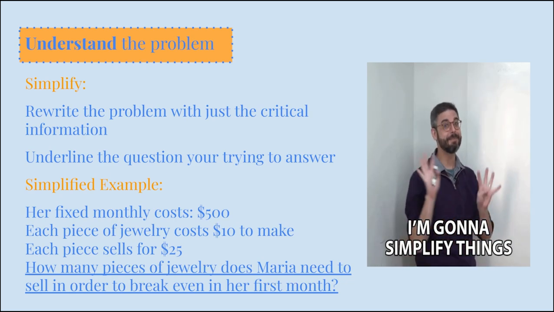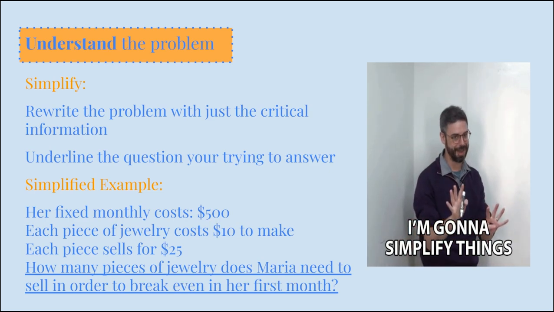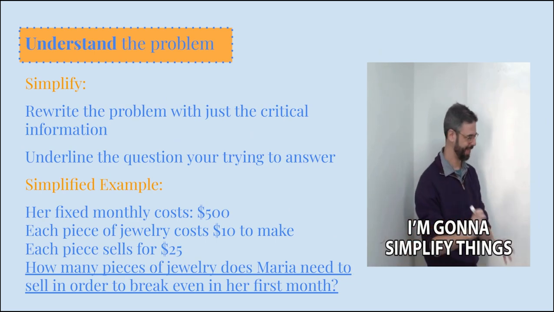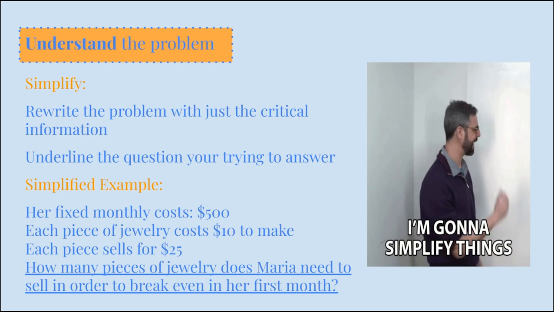For example, we don't need to know Maria or her plan to start a jewelry business. We don't need to know that her monthly costs include website hosting, materials, and advertising. All we need to know is that it costs $500 to run the website. Each piece of jewelry costs $10, and each piece sells for $25. We then underline our question, how many pieces of jewelry does Maria need to sell in order to break even in the first month? Now this problem is much easier to understand and we're ready to move on.